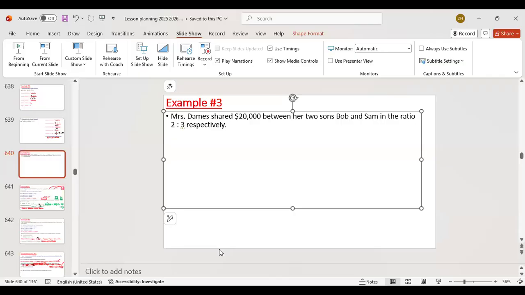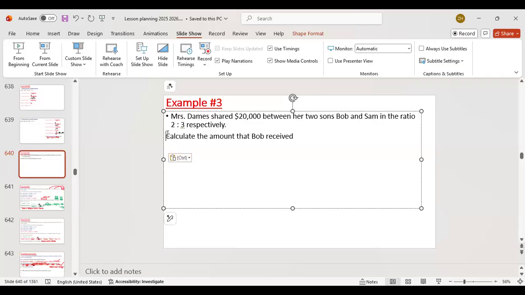Can someone tell me what respectively means? Basically, in that order. In that order. Very good. So my first question is, calculate the amount that Bob received.